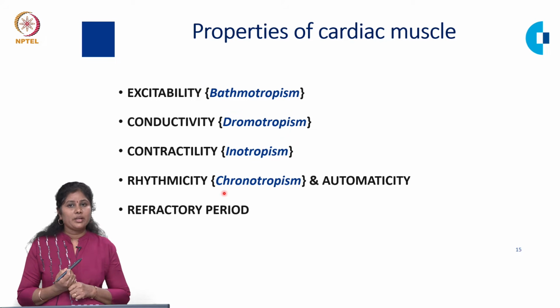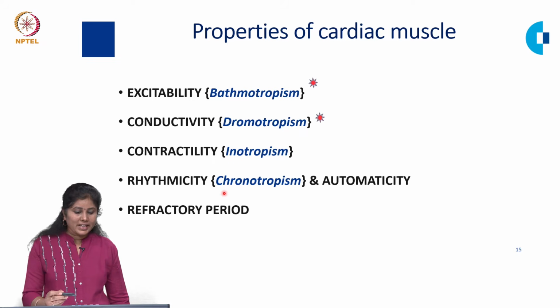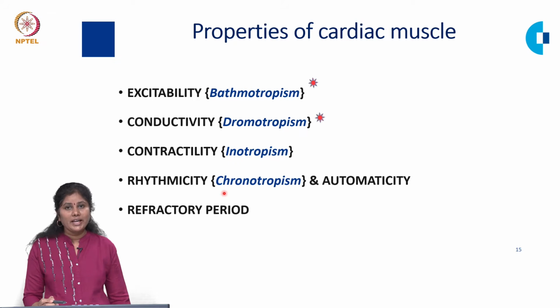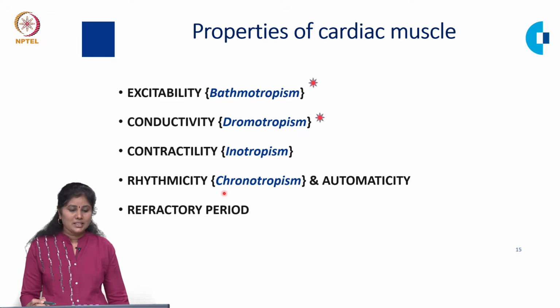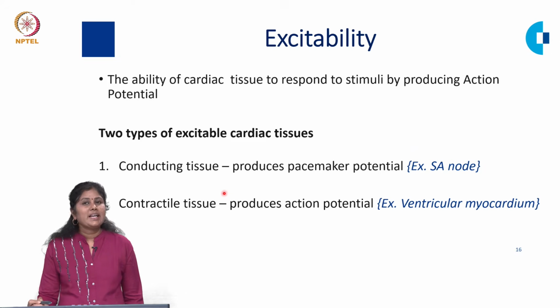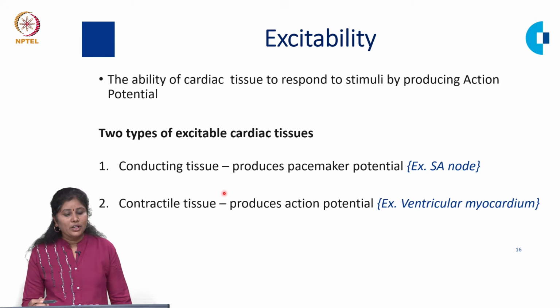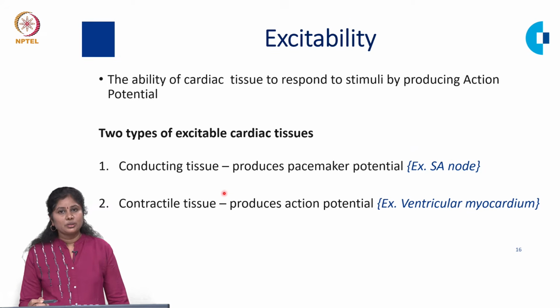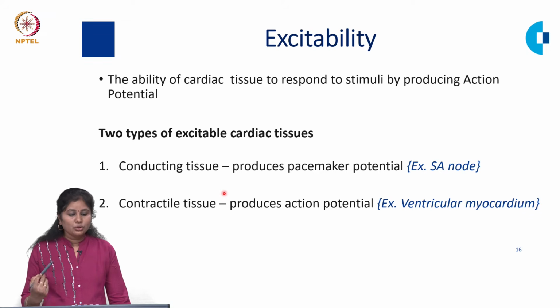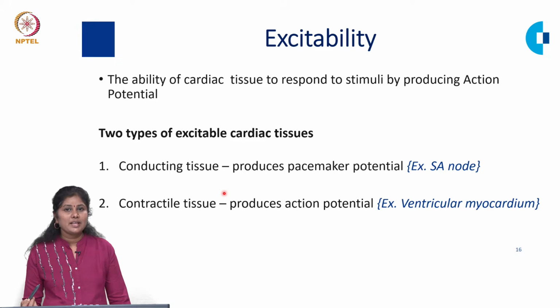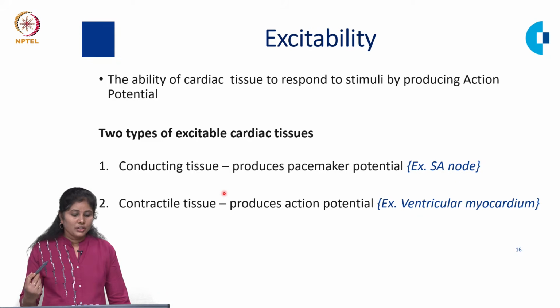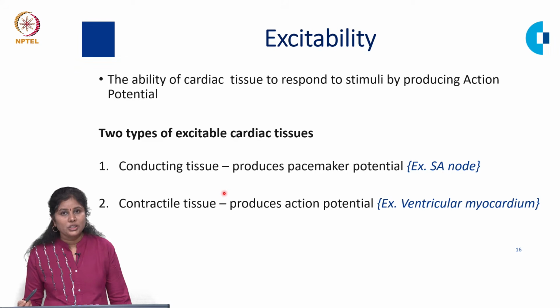Along with that, we have got a special feature of refractory period. Now, with respect to ECG, the first two properties, that is the excitability and conductivity, are very important, and we will discuss about that. Excitability is nothing but the ability of the cardiac tissue to respond to stimuli by producing an action potential. So, in that way, there are two types of cardiac tissues, excitable cardiac tissues, which are conducting tissue, which is producing a pacemaker potential.